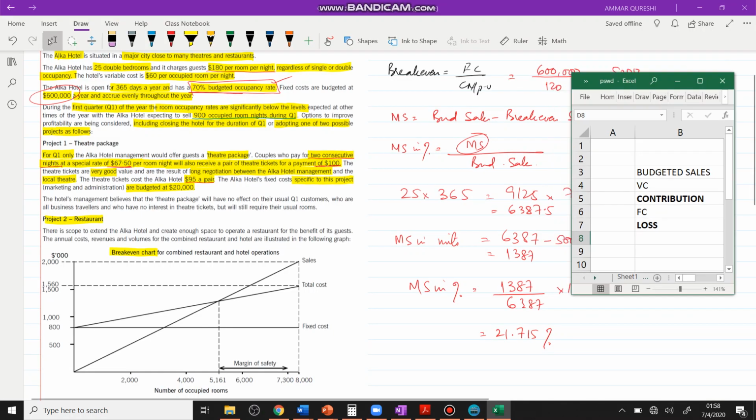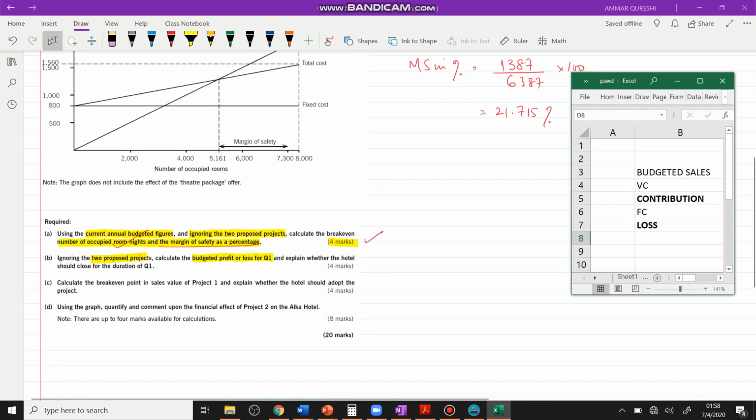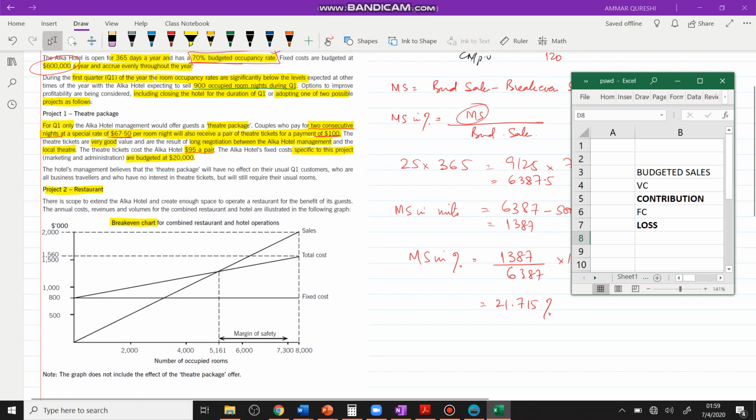Now it's a very simple thing. This is 4 marks. In 4 marks you just have to calculate the profit, and you have to recommend: 2 marks for profit calculation and 2 marks for the recommendation, right? What is C part? Calculate the break-even point in sales value of project number one and explain whether the hotel should adopt the project or not. Now we have to move to project number one, right?